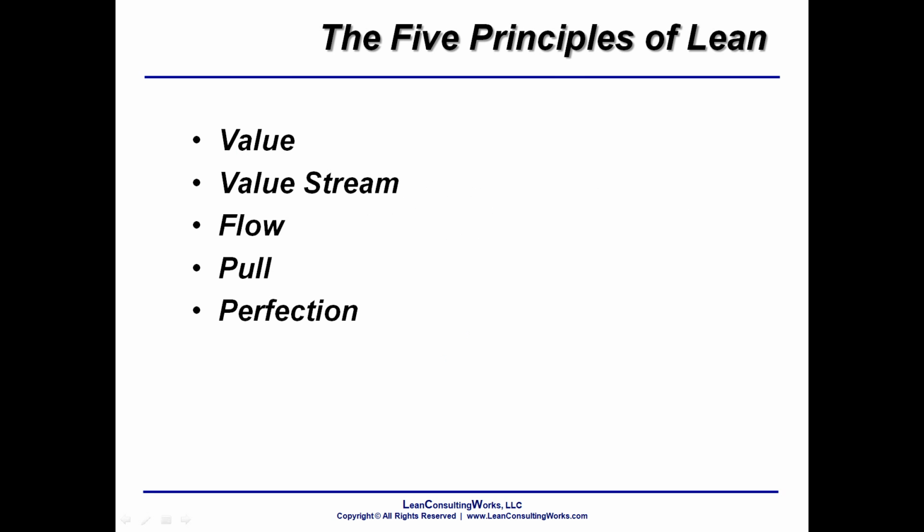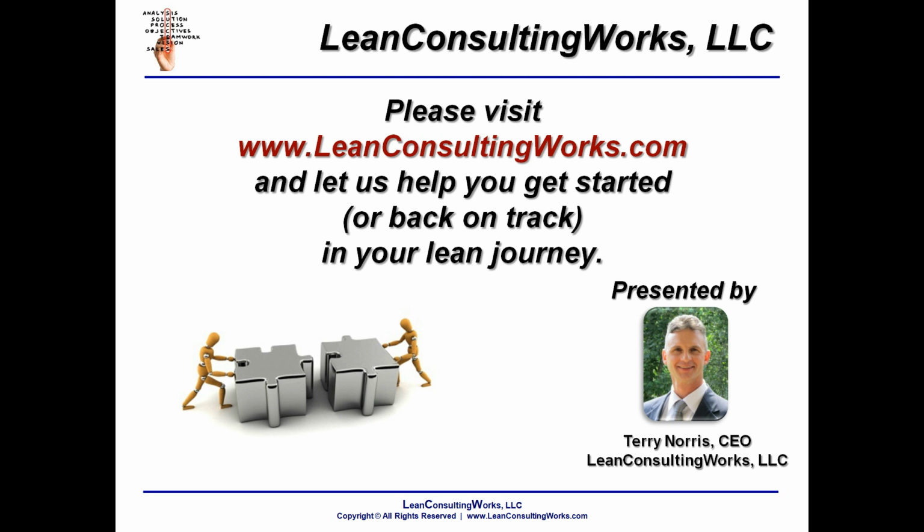In summary, the 5 principles of Lean are: value from the customer's perspective. The customer may be internal or external. Value stream, all of the steps in the process to include the waste or the non-value added steps. Flow, the value added steps should flow unhindered in the value stream. Pull, you work in a process only when there is a customer requirement. And perfection, a complete elimination of waste or non-value added steps in the value stream.